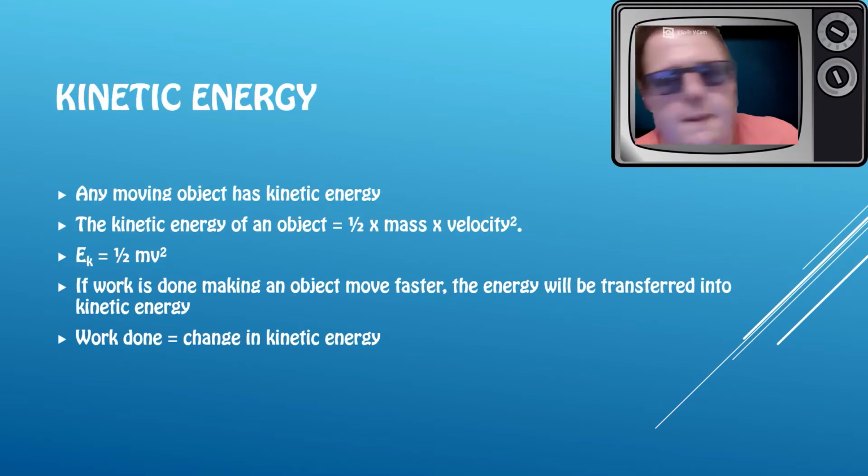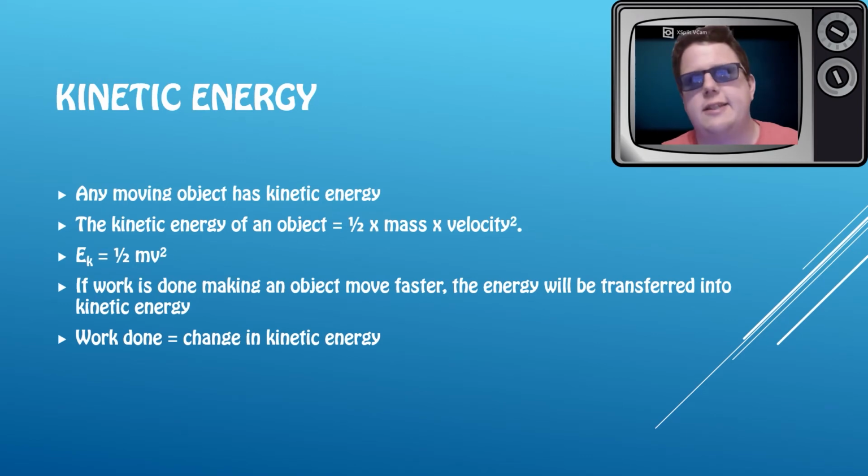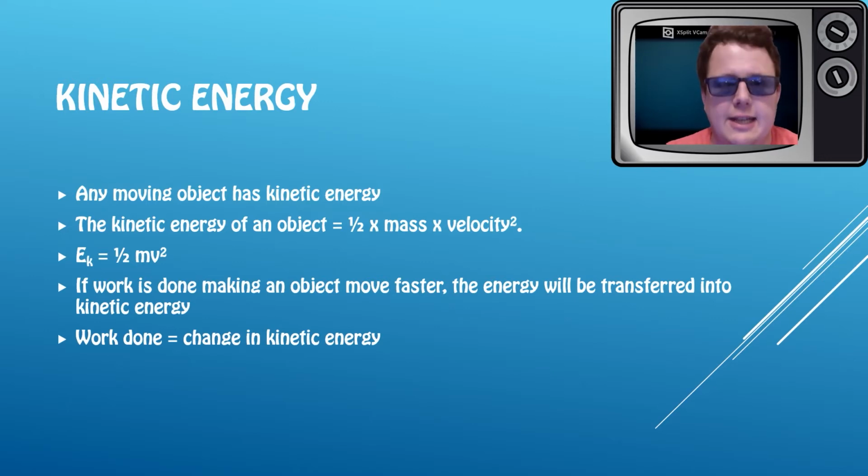Now, kinetic energy. Any object moving has kinetic energy, and the amount of kinetic energy you have is equal to a half times your mass times your speed squared. And that speed squared is important. If you double your speed, you quadruple your kinetic energy. Whether it's speed or velocity doesn't matter, because you're squaring it, so the sign goes away. Now if we do work on an object to make it go faster, we are transferring energy into kinetic energy. So we can sometimes think of work done as a change in kinetic energy if an object is moving faster.